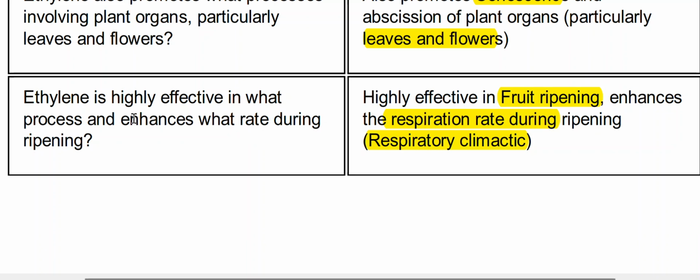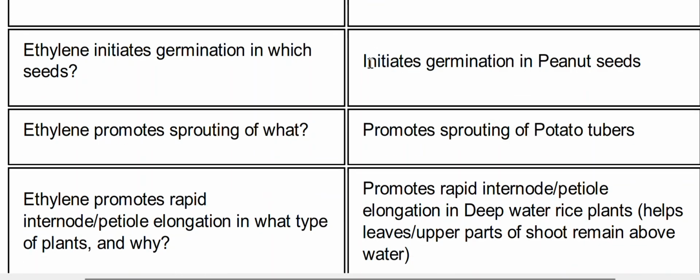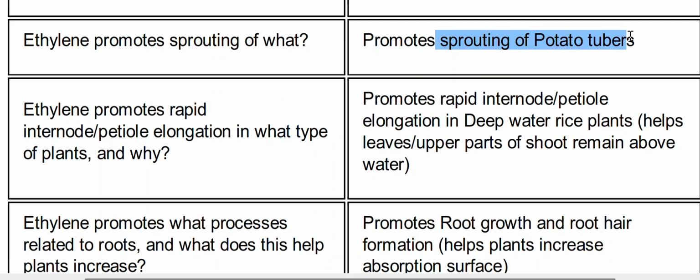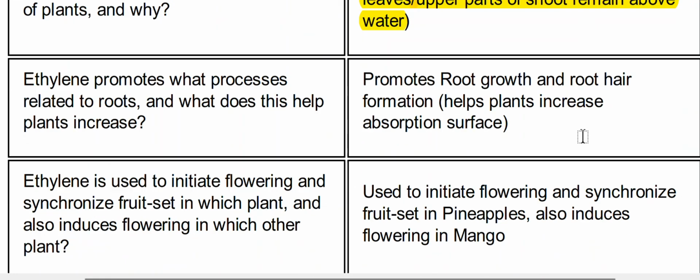It enhances the rate during ripening. Next, ethylene breaks seed dormancy and bud dormancy, for example in peanut seeds. It promotes germination and sprouting of potato tubers, and promotes rapid internode elongation. In deep water rice plants, it helps the leaves or upper part of the shoots remain above the water. And ethylene promotes root growth and root hair.